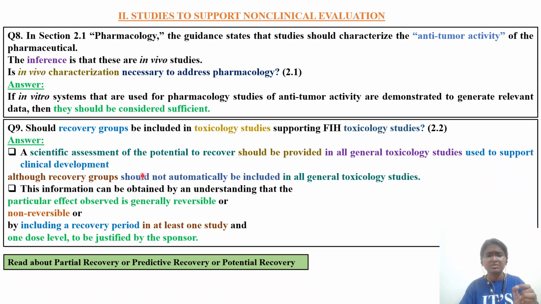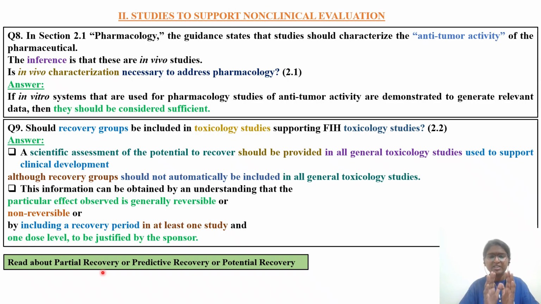The scientific assessment of the potential to recover should be provided. Here the guideline is saying that even if you do not have a recovery group, or you are not waiting for recovery data, you should at least be able to give a predictive recovery. So please read about these new terminologies with respect to recovery. Either it should show partial recovery, or predictive recovery, or potential recovery.